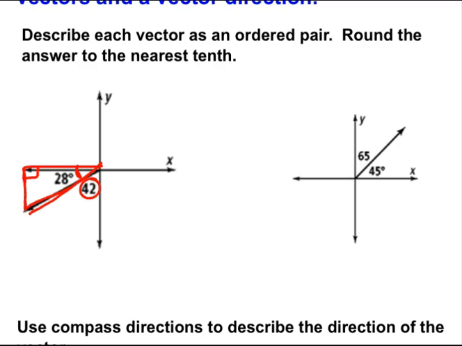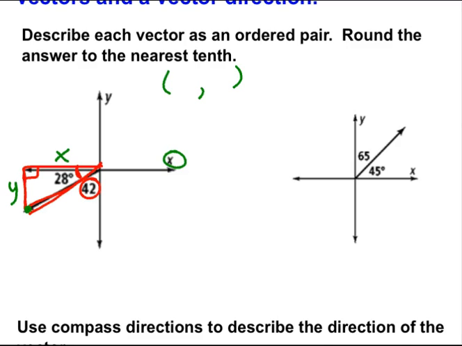And so if we're going to describe each vector as an ordered pair, we need an x value and we need a y value. The x value is your x-axis value, your horizontal distance, and the y value is your y-axis value, the vertical distance of that endpoint. In order to find that, we can use our trig functions because we have one side and an angle in a right triangle.